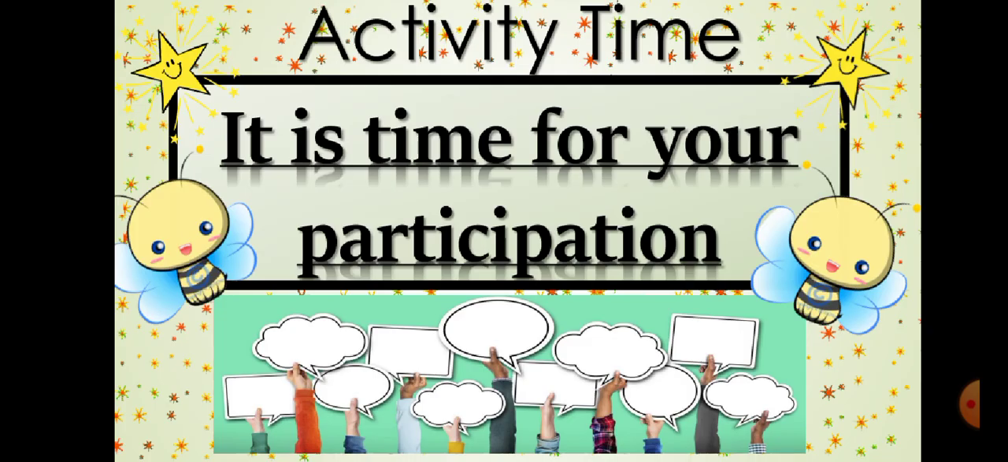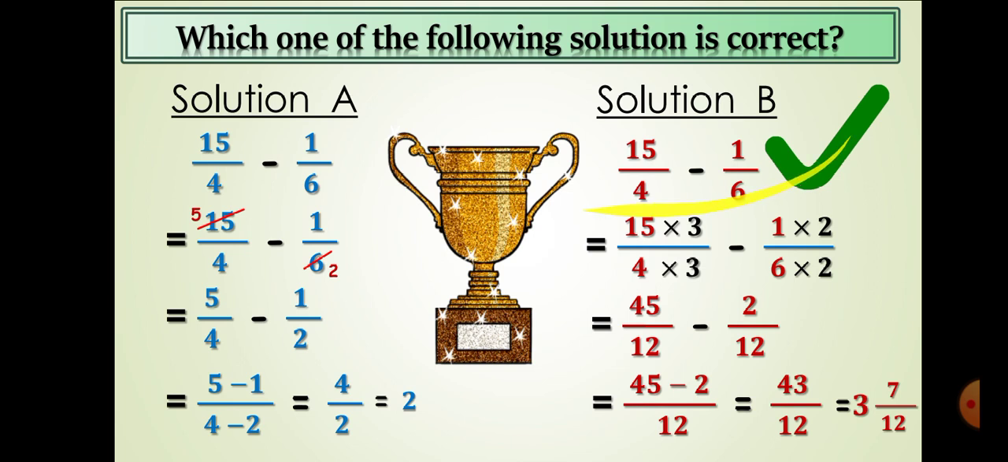So it's time for your participation. You have to write which one of the following solutions is correct, solution A or solution B. If you look at solution A, it's giving us 15/4 minus 1/6, and here 15 and 6 they both are divided by 5 and 2. So they're giving us 5/4 minus 1 over 2, and 5 over 5 minus 1 and 4 minus 2 and 4 over 2 equals 2 wholes, and I don't know what is happening. It's wrong because they have not made the denominators like fractions, so it's absolutely wrong.